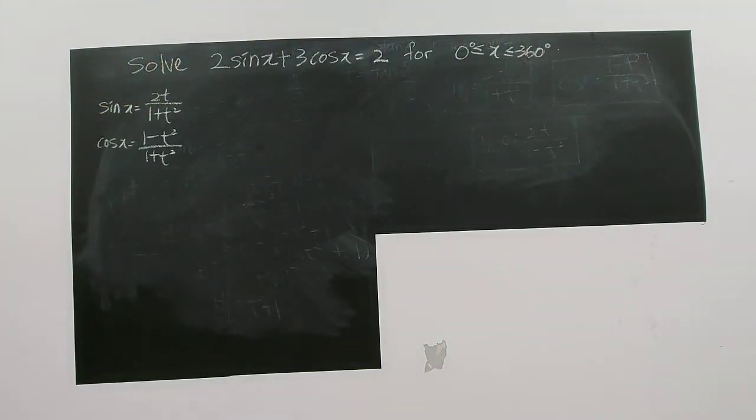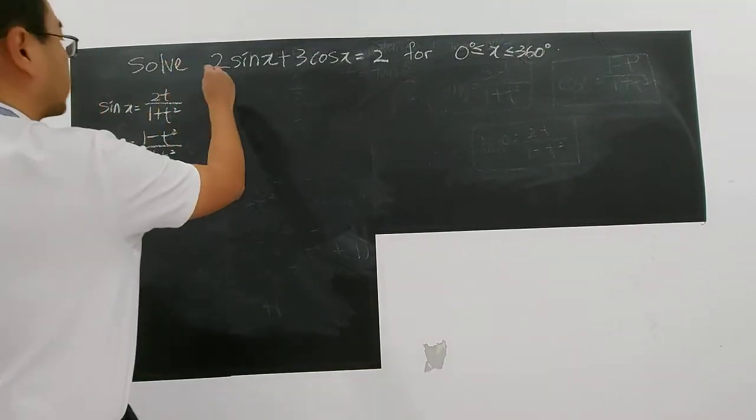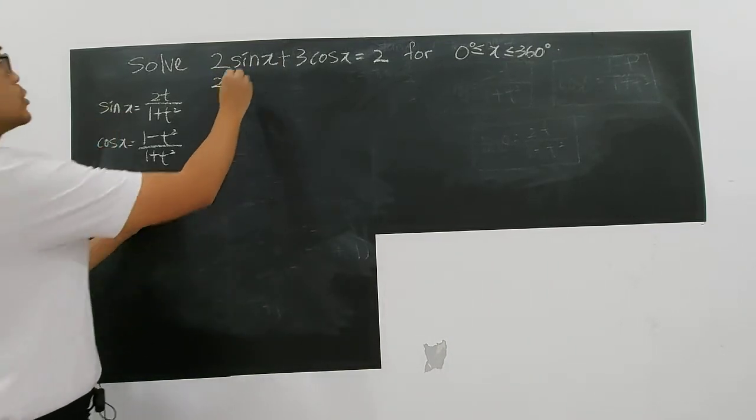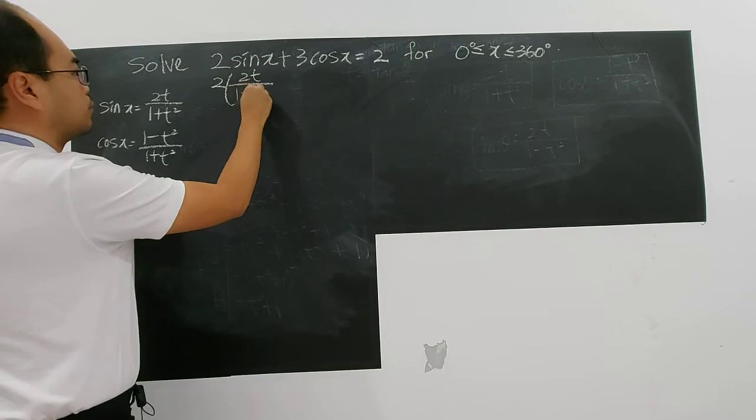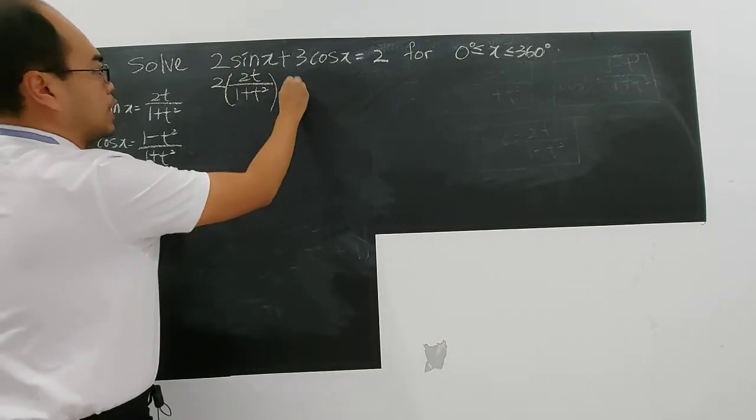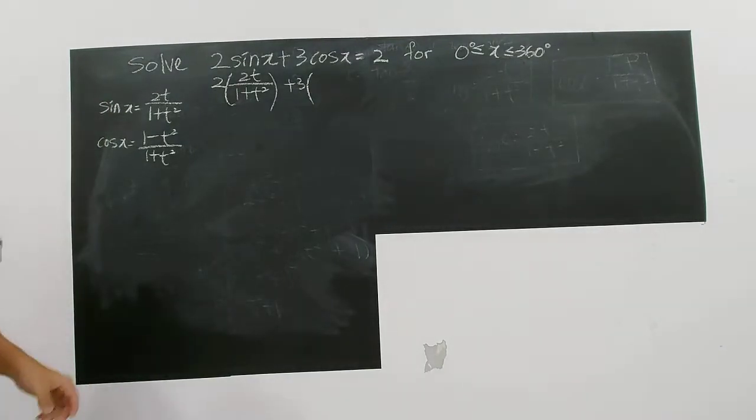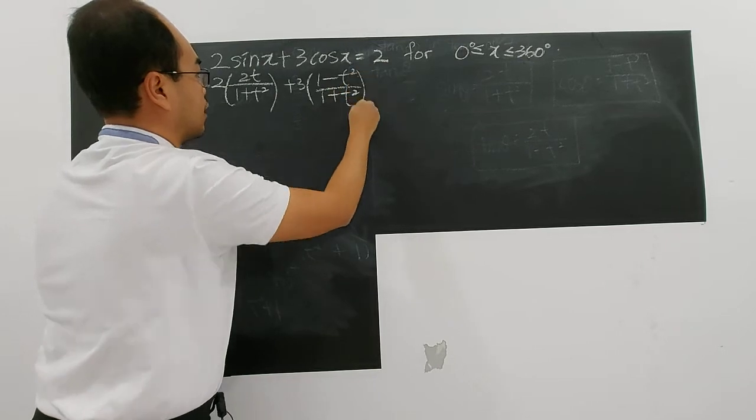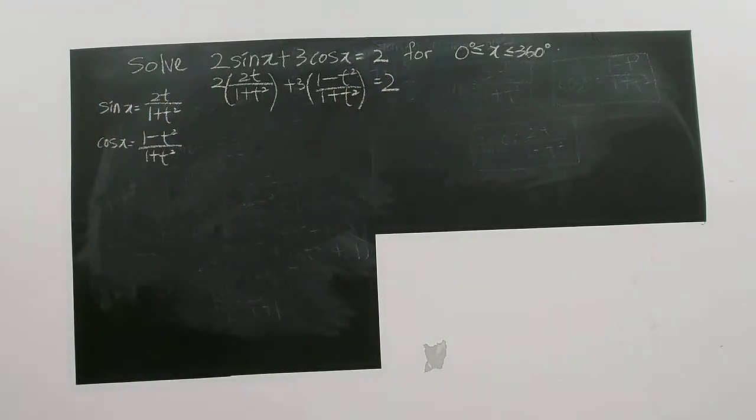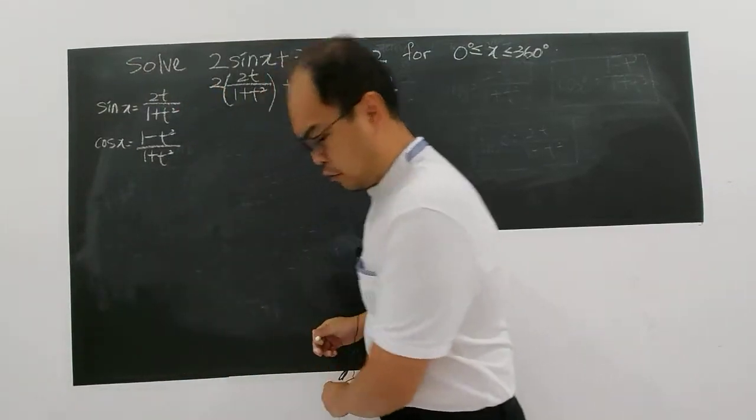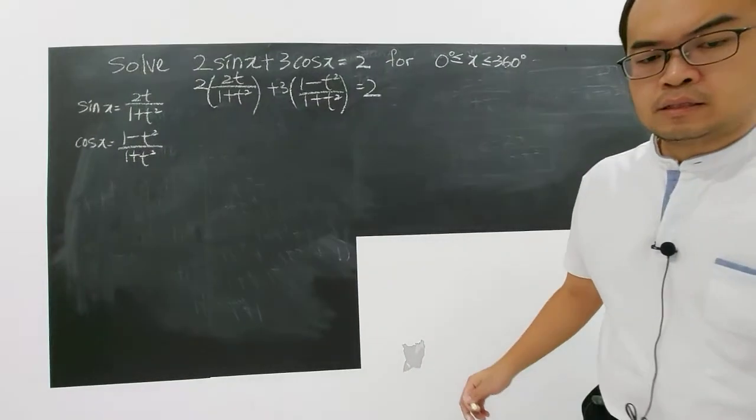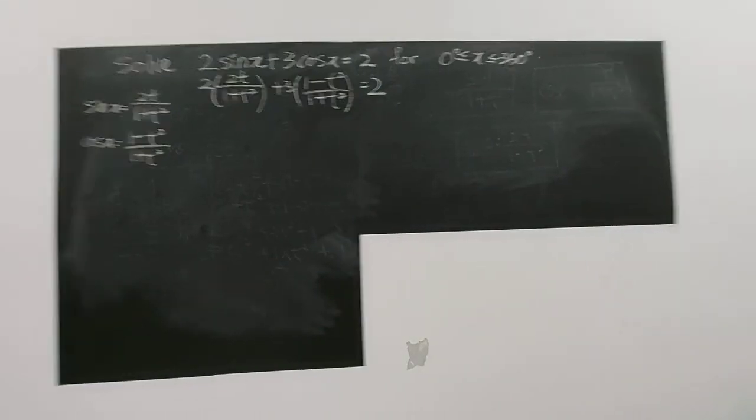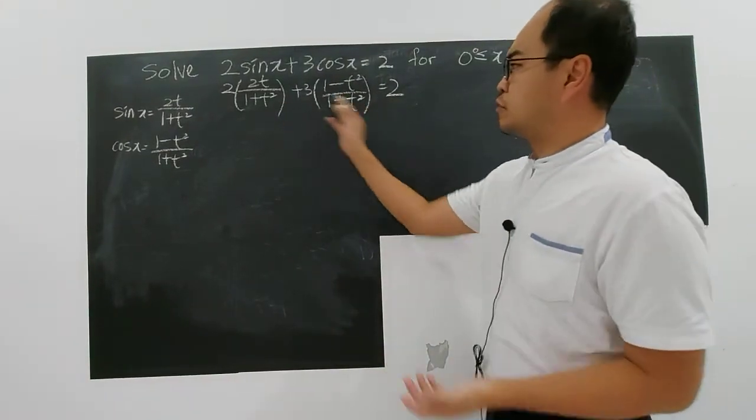Okay, so let's see what I can do. I can replace the sine x with 2t over 1 plus t squared, and cos x with 1 minus t squared over 1 plus t to the power of 2, equals 2. Now you have converted the sine x and cos x in terms of t. This is the objective of solving this equation. So, alright, how to solve this algebra equation?